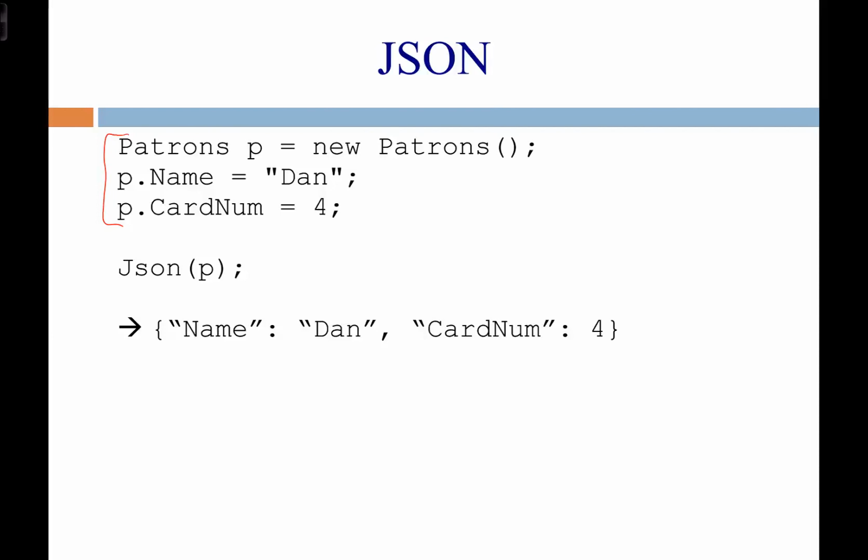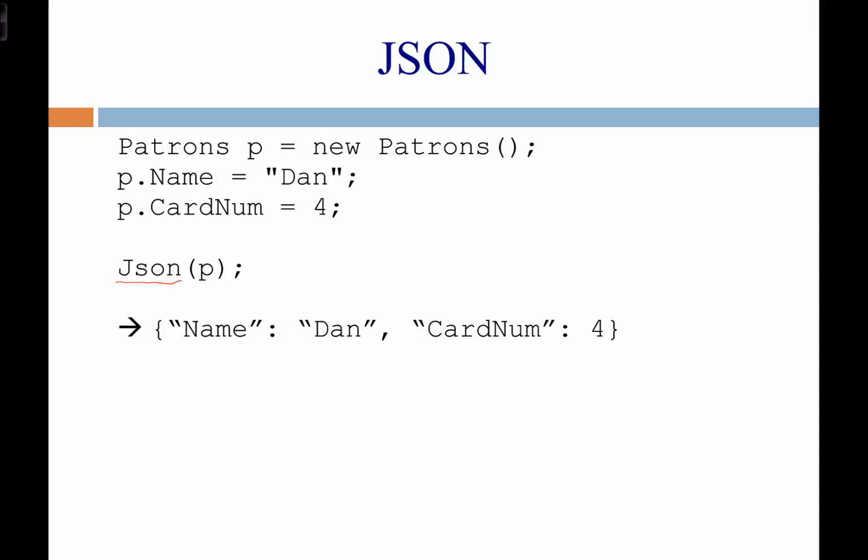So if I have a patrons object, if I want to convert it to JSON, all I do is call this JSON method and pass in that object. It's really that automatic. And then you automatically get the JSON string containing the result of that conversion. So it has something called name, and the value is Dan. It has something called cardnum, and the value is 4.